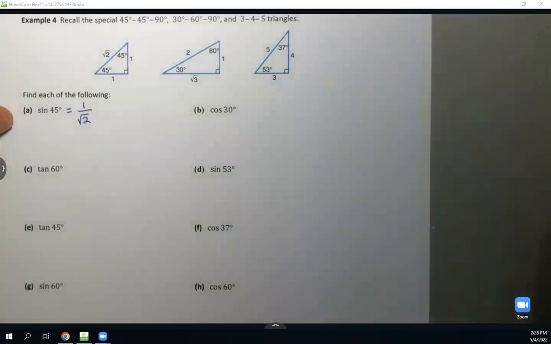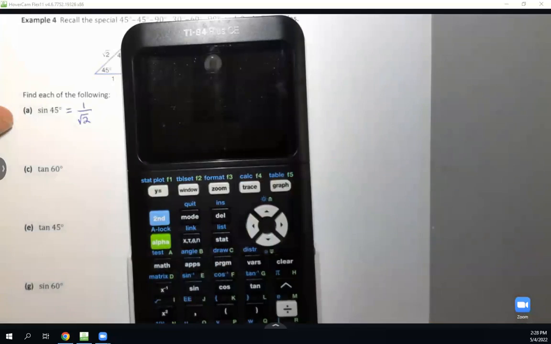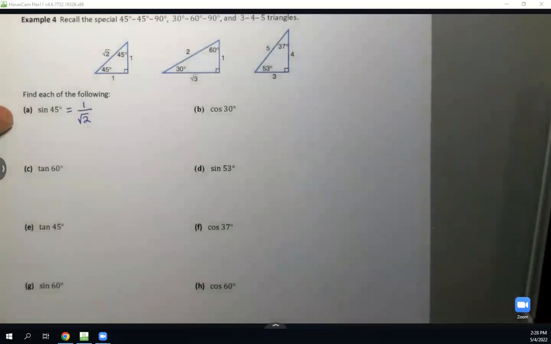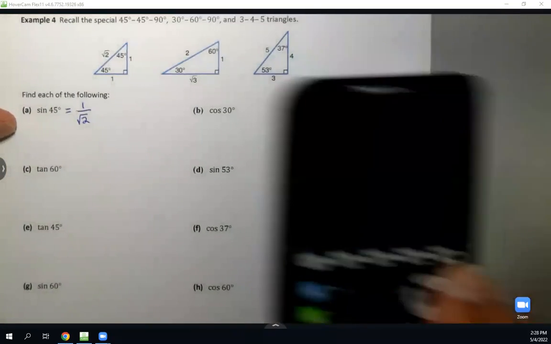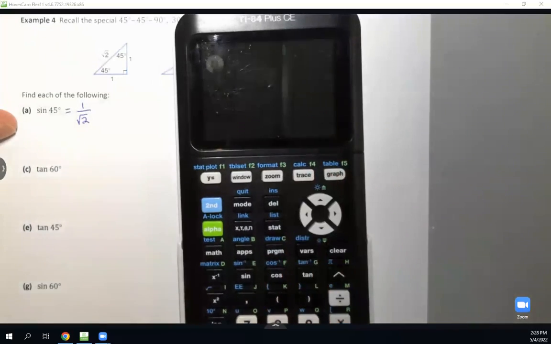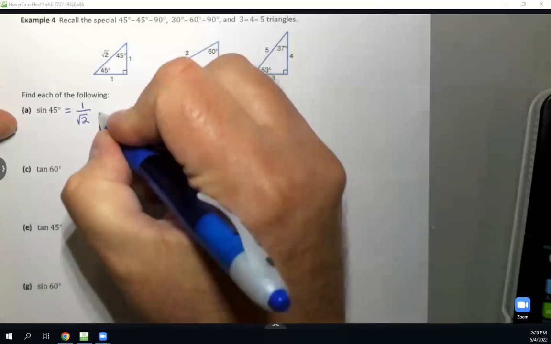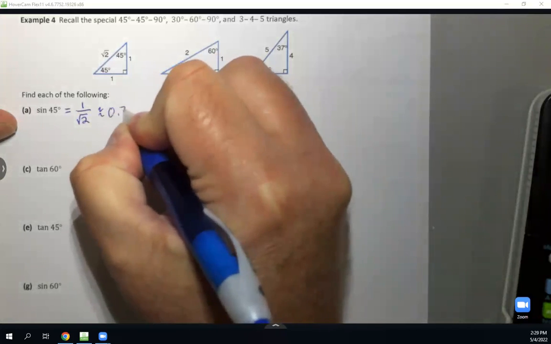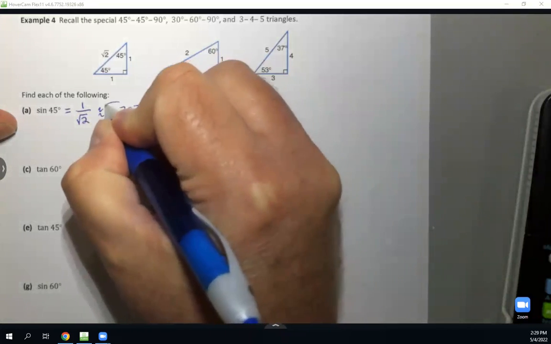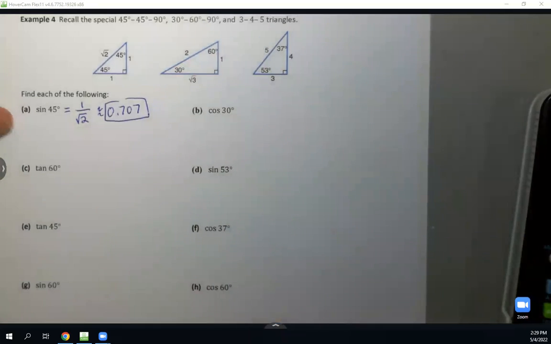I didn't really say to round or anything, but let's round to 3 places. So if I take 1 divided by the square root of 2, that is 0.707. The sine of any 45-degree angle will always be about 0.707.